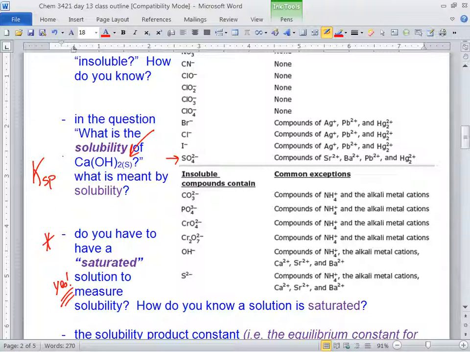Now, it can be a trick question, though, because what could I do, Jeff, and still have a saturated solution but have no solid? Heat it up. Well, no. Well, just pour it off, right? Pour it off really carefully, or even filter it, right? You'll have this nice, clear solution, and it's saturated.